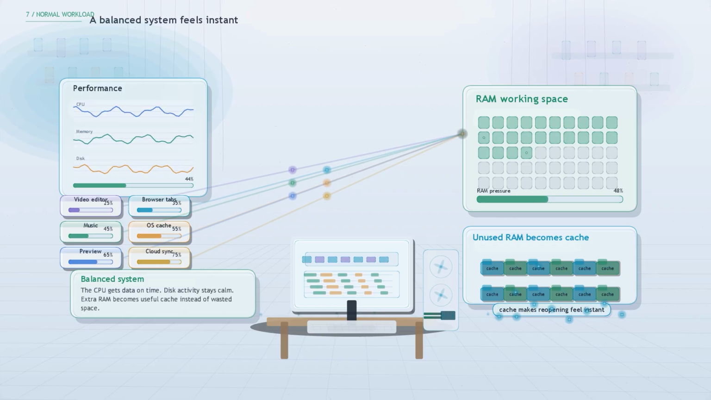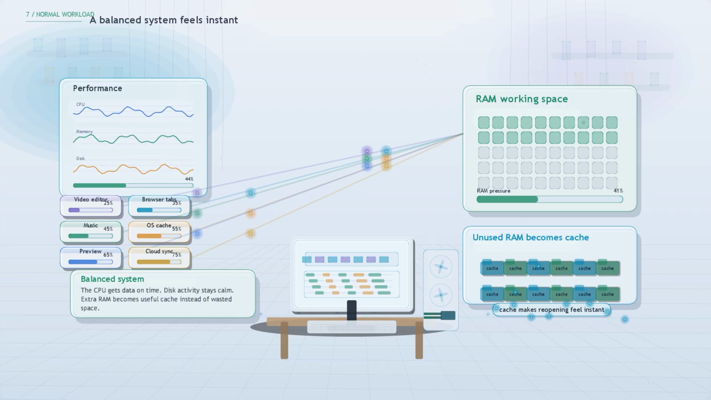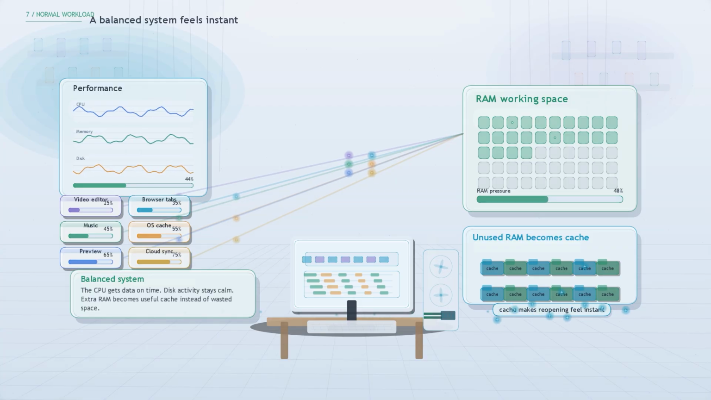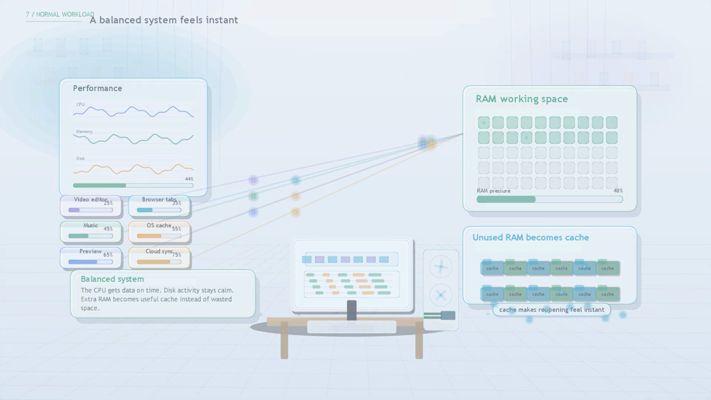Disk activity is minimal. The SSD is mostly idle. Everything is running at peak efficiency. But what happens when Ava pushes her system harder? Let's see.